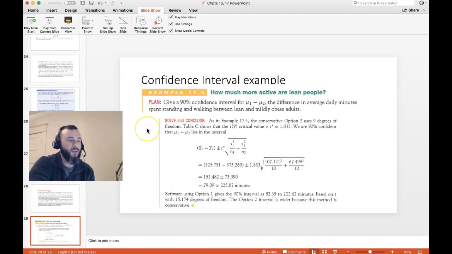So we're going to do one more example to finish up the video, and we'll keep it under about 40 minutes here. Let's give a 90% confidence interval for mu1 minus mu2, the difference in average daily minutes that these same people spent standing and walking, the same samples that we had looked at before. So we calculate all this, and notice that we've got this confidence interval here.